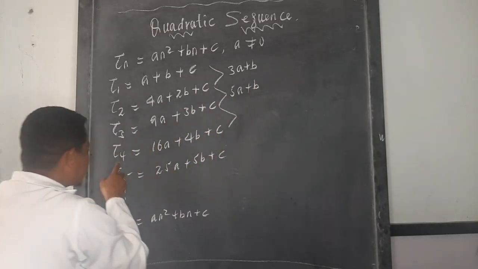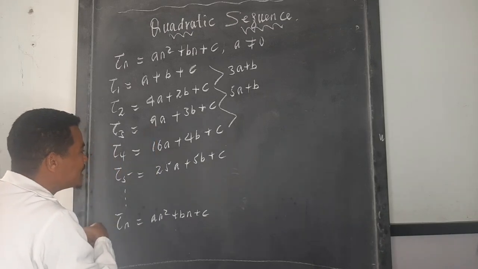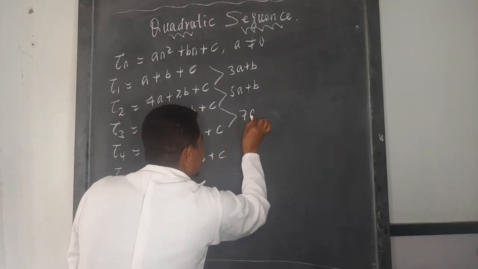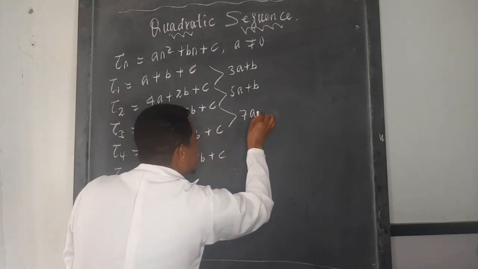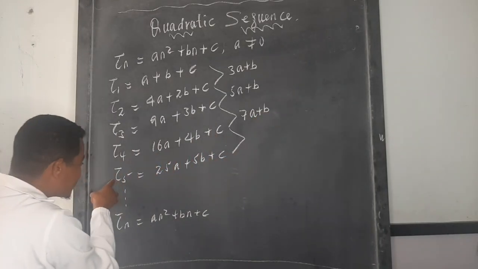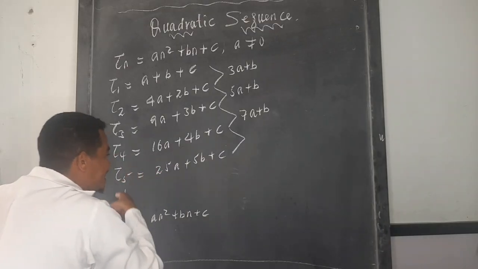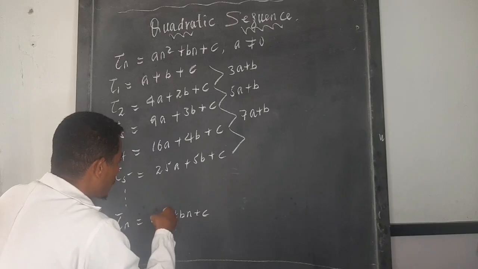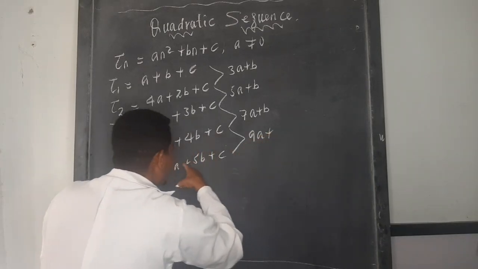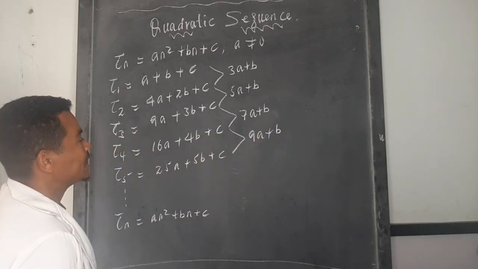And the next one is T4 minus T3. That is 16a minus 9a, that is 7a, right? 7a plus 4b minus 3b is b. And the next one is the fifth term minus the fourth term, that is 25a minus 16a, that is 9a, right? 9a plus 5b minus 4b is b. Just continue like so.